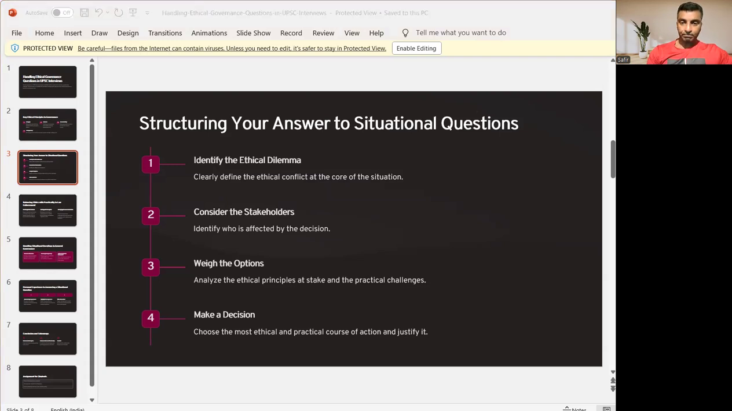For example, if you're asked how you would handle a situation where a senior official pressures you to approve a project that violates environmental regulations. You got pressure from a senior official, that means you need to bend the rules. So here it's between, you need to follow the senior official, but at the same time he is asking you to do some illegal things, right? Compromise on the rules. So what will you say? Just think about this for a moment.